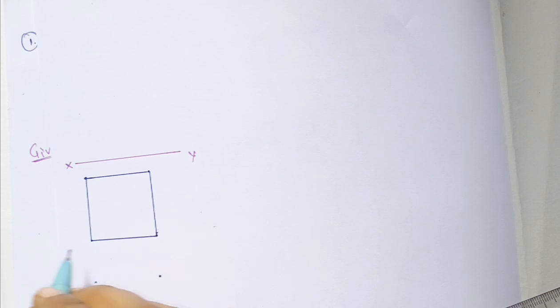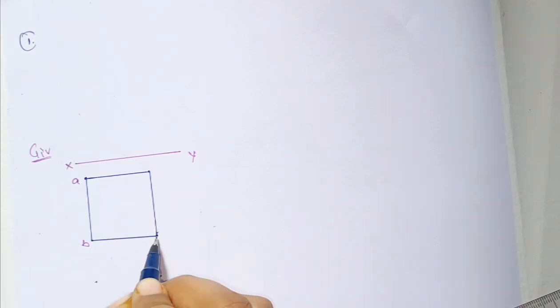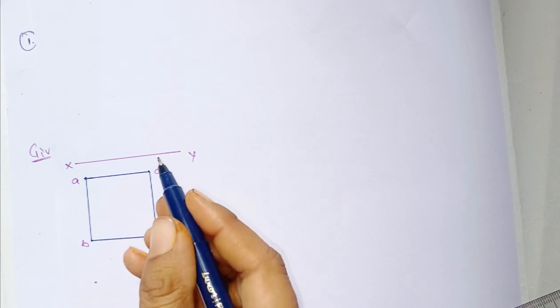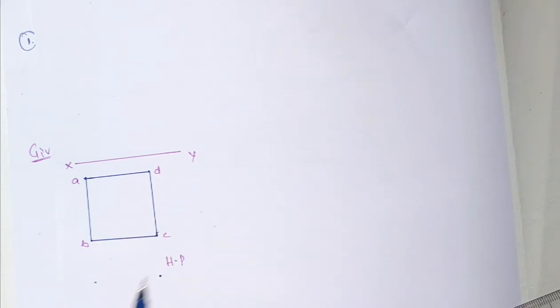So next mention the names A, B, C and D. Why? Because this is the reference line's downside. The downside of the reference line means this is the HP area, the HP plane. So that's why we have to mention A, B, C, D.